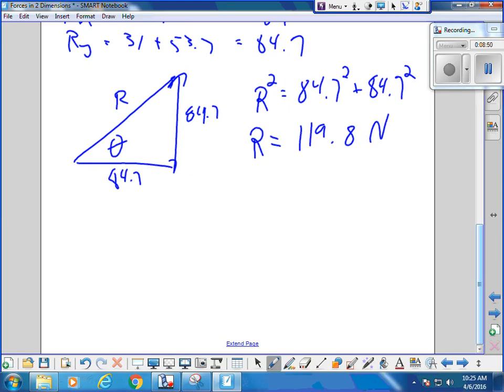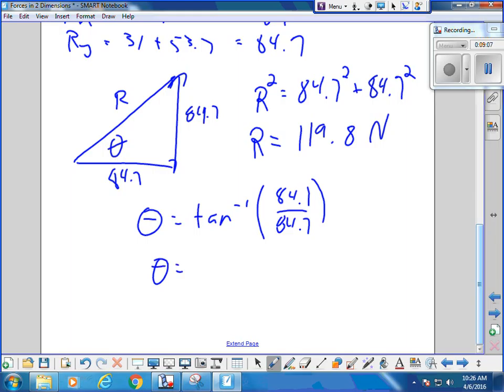Theta equals inverse tan of opposite over adjacent. Do I even need to do this? I'll show you the work, but we all know, or you should know, it's going to be west 45 north. Not west.